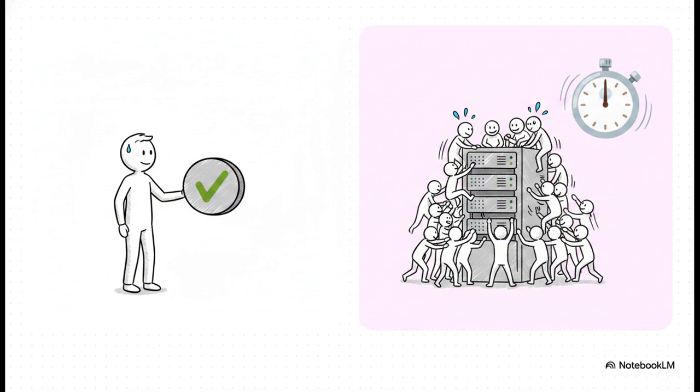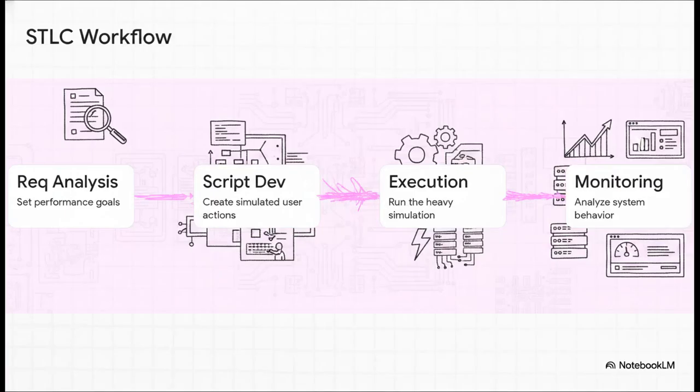We aren't just testing if the code works, we're testing if it can survive the sheer chaos of the real world. To pull this off, engineers rely on the Software Testing Lifecycle, or STLC. Think of this as your ultimate battle plan. First, requirement analysis sets the goals. What exactly do we need to survive? Then, script development creates the simulated user actions, basically faking the traffic. Next, test execution fires that heavy simulation right at the servers. And finally, monitoring and analysis tells us exactly how the system held up under fire.